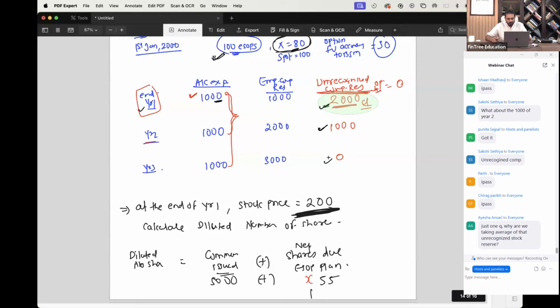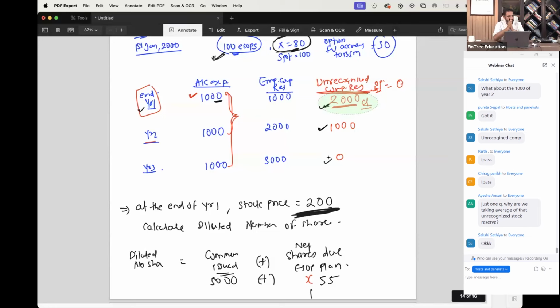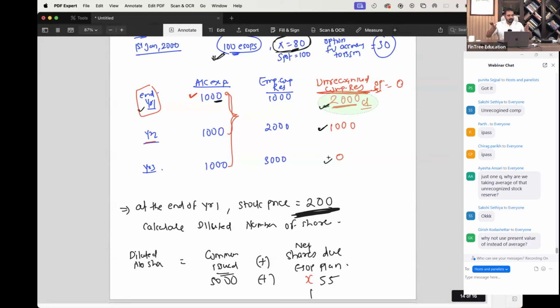In this accounting, they're trying to smooth things out. In practice, Ayesha is asking why we are taking the average. Because we are creating a smoothing effect. You're not issuing ESOPs just once and never again. You're going to have new ESOP plans every year. So if you've issued new ESOPs this year, your unrecognized comp reserve will bump up this year, but you did not have it last year. That's why you're averaging it out.